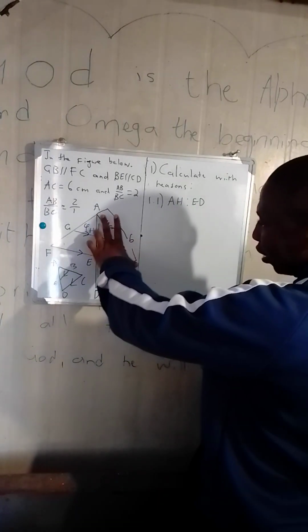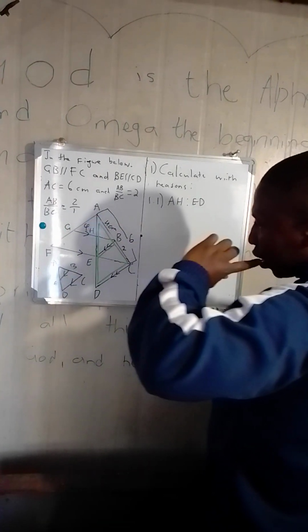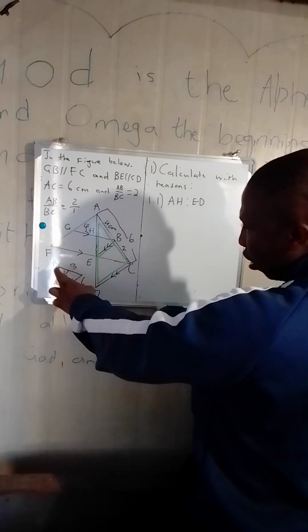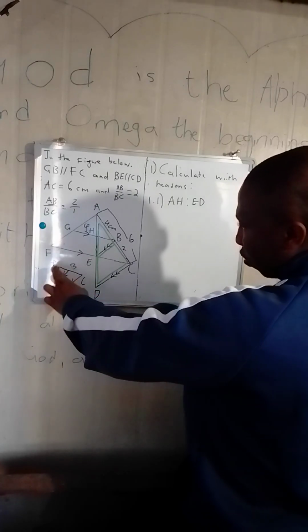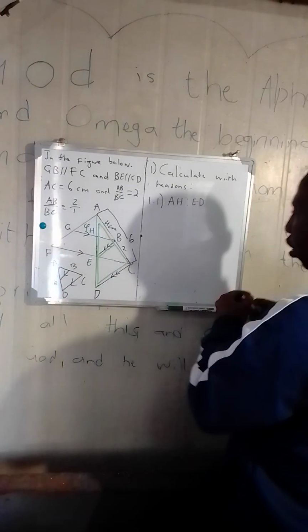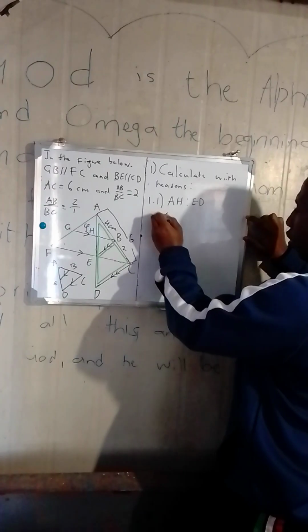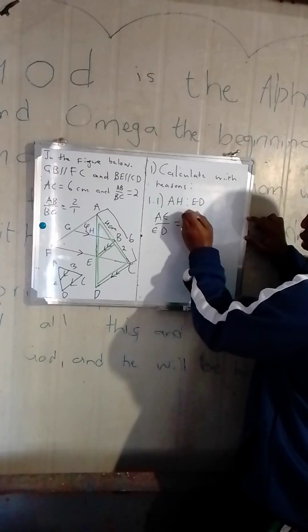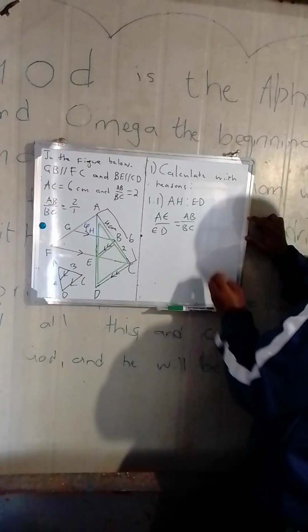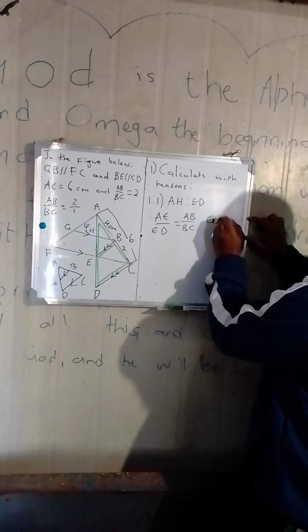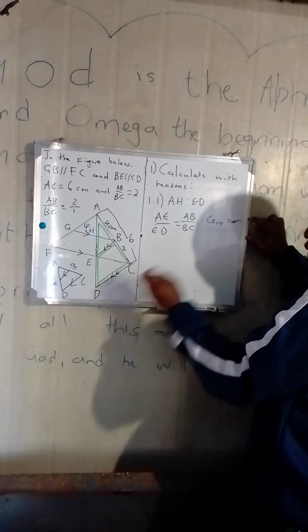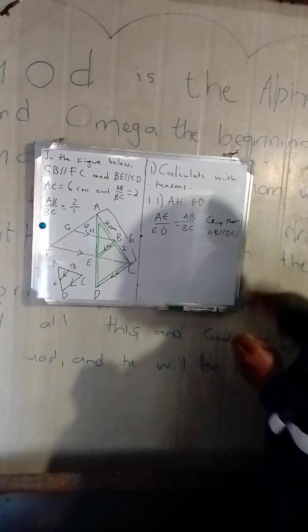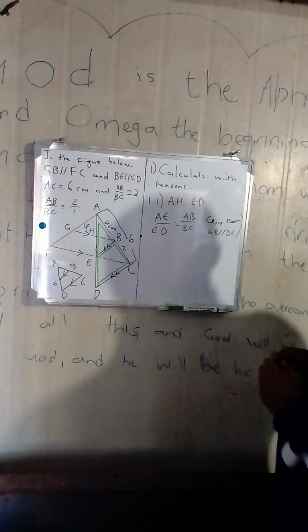So let's see. What do we have here? We have the whole of this side, AC. On this side we have AB. Okay, so in this triangle we're going to say AE over ED equals AB over BC. This one is the proportionality theorem, since EB is parallel to DC.